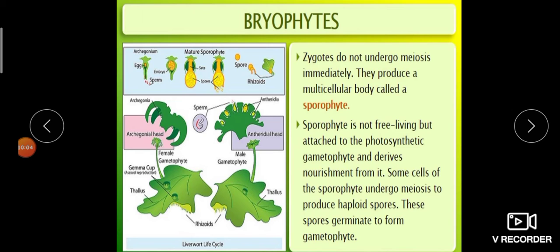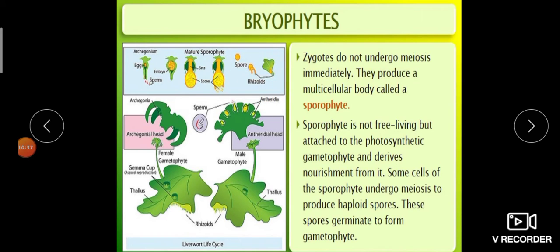After some time, some cells of the sporophyte undergo meiosis to produce haploid spores. Here you can see this is the sporophyte. Inside the sporophyte, the spores are produced. Once the spores are matured, the sporophyte bursts and the spores are released to the environment.